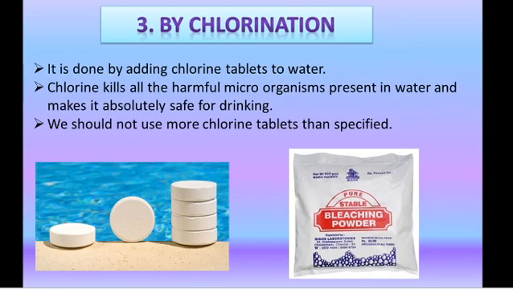Apart from filtering and boiling, chlorination is also one of the processes. We store water in our water tank, which is set on the terrace. By adding some chlorine tablets or bleaching powder, which is calcium oxychloride, a chlorine compound, we kill the harmful microorganisms. But we have to use only the specified amount; we should not use excess.